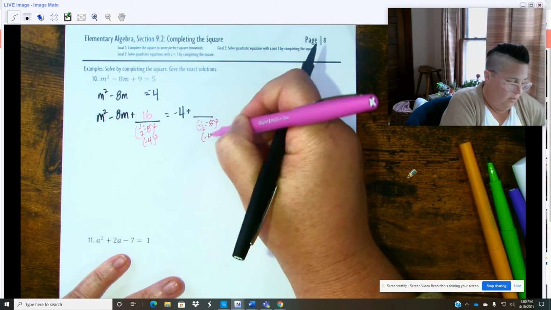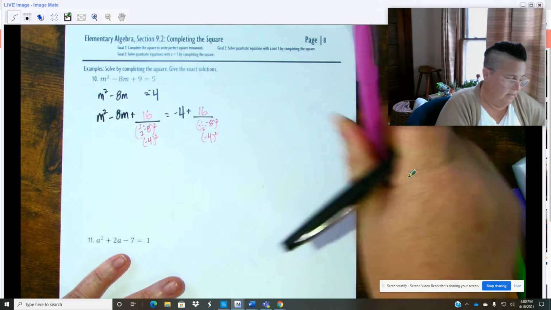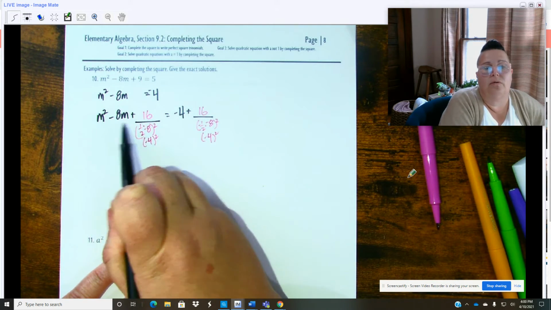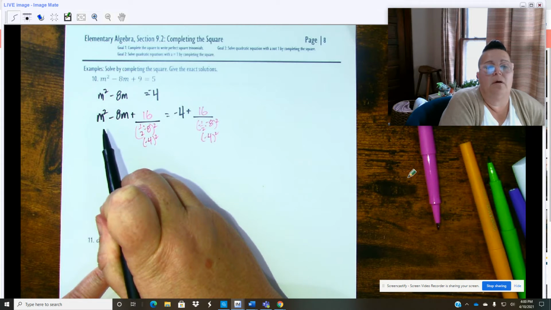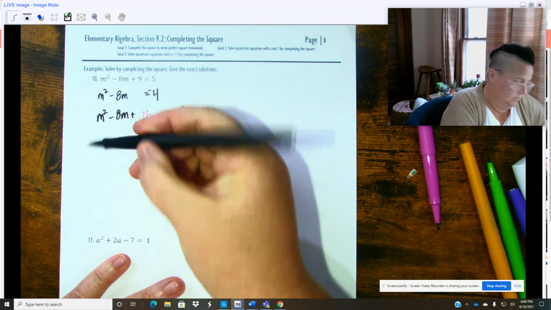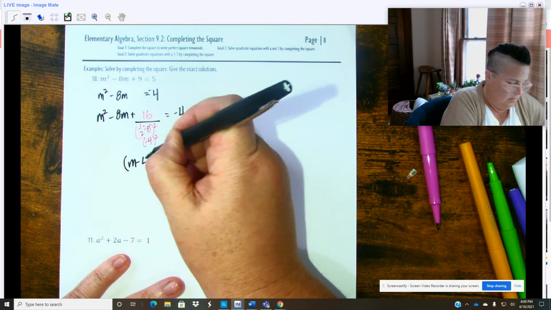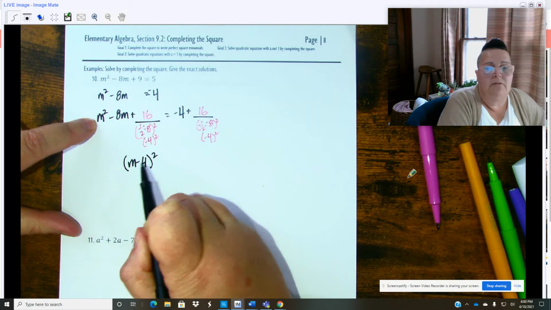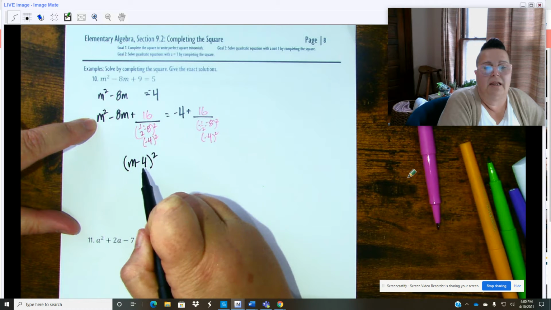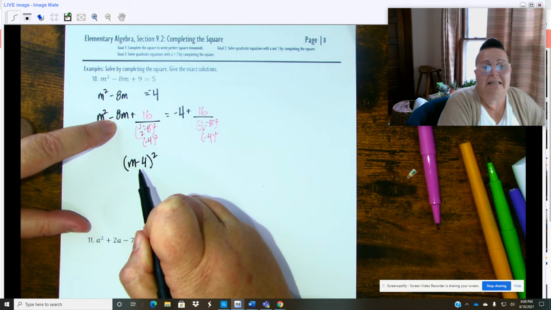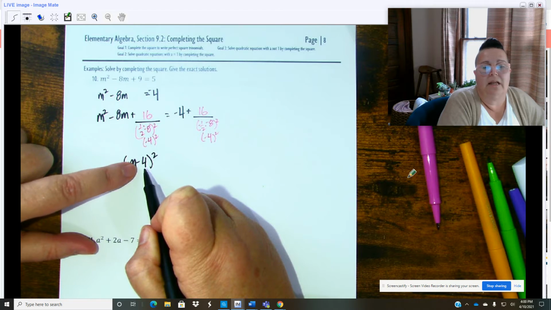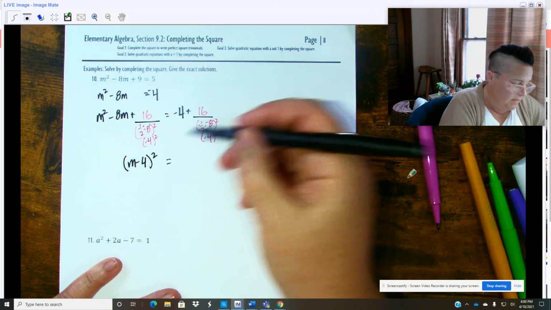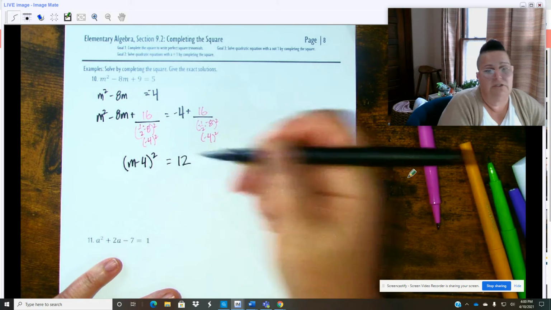So negative 4 squared is another 16. This leaves us with a factorable perfect square, (m - 4) squared. Again, if I square the first one, I get the m squared. If I multiply these two together, negative 4m, and double it, I get the negative 8m. And if I square the negative 4, I get the 16. All right, that's going to be equal to negative 4 plus 16, which is 12.